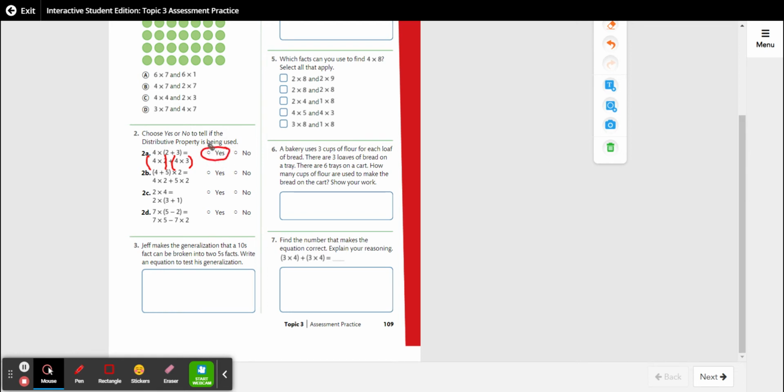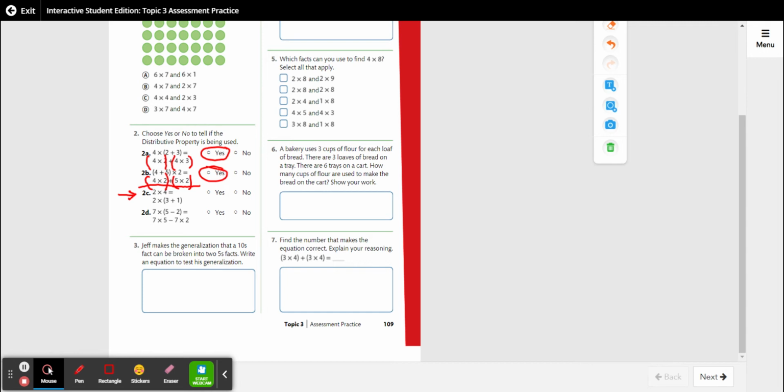All right, 2b. 4 plus 5 times 2 equals 4 times 2 plus 5 times 2. Again, the distributive property says that the multiplication fact can be broken apart into the sum, which means adding together, of two other multiplication facts. So, do you see two other multiplication facts here? Yes, you do. Fantastic. So the answer there is yes. Now let's look at 2c. 2 times 4 equals 2 times 3 plus 1.